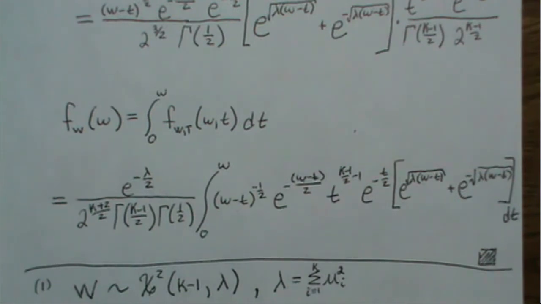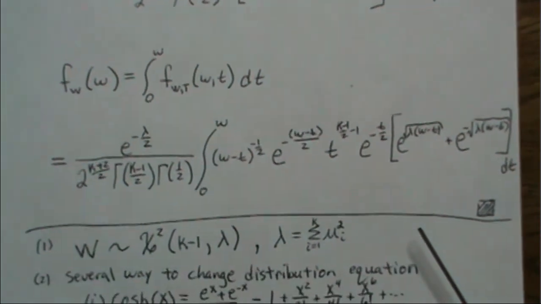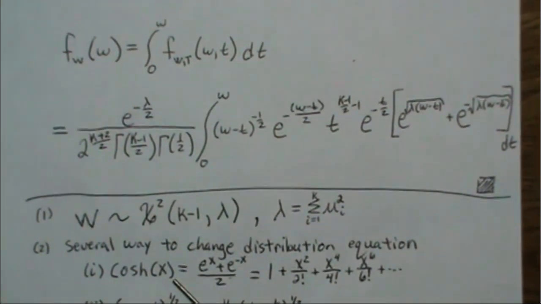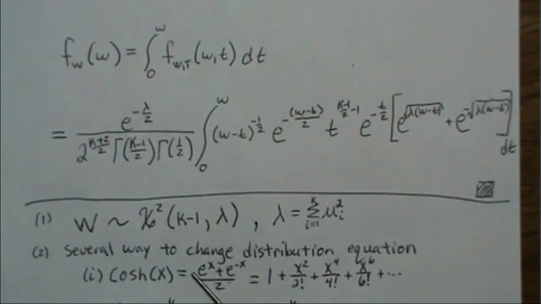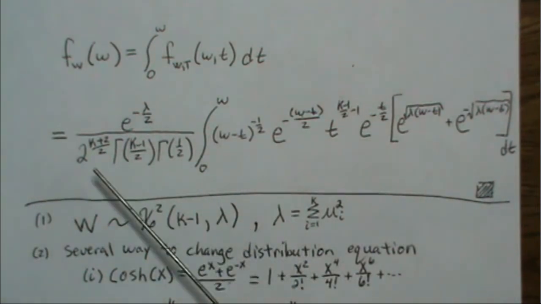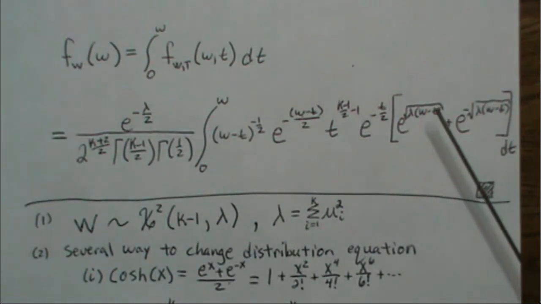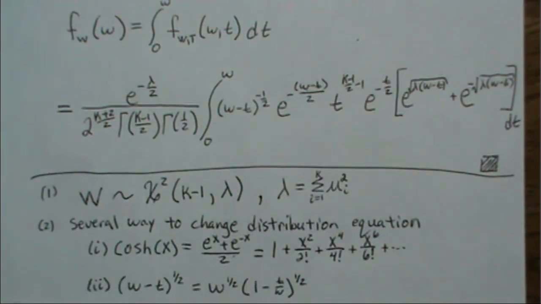Now one note is that what is often done to give this a different look is they take this piece of it and replace it with a hyperbolic cosine function, which is the average of these two exponentials, and that's what we have here. They take one of these twos and put it here, and then they put it with the hyperbolic cosine function. Then you can take the Taylor expansion of that, and then they will make a substitution. Instead of w minus t, they'll pull out a square root of w, leaving 1 minus t over w to the 1/2 power. They do this because it tricks this into looking like a beta function.